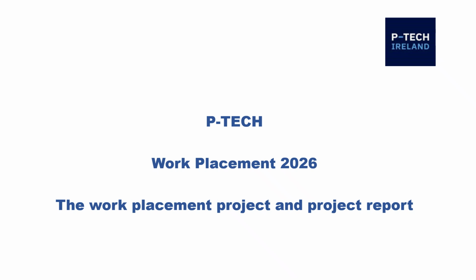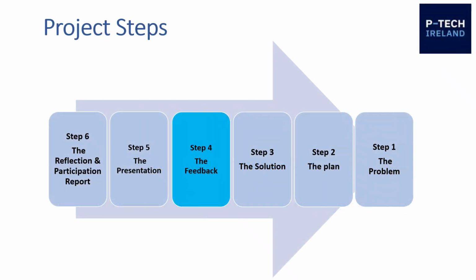Video 8 of this video series. So we've already looked at steps 1 to 3 of the project and the types of things that you should be thinking about doing and what you should be thinking about including in your project report. Now you've identified the problem and you've decided your project plan, you've developed a solution to the problem. So now you're moving into step 4, and this is where you're getting feedback.